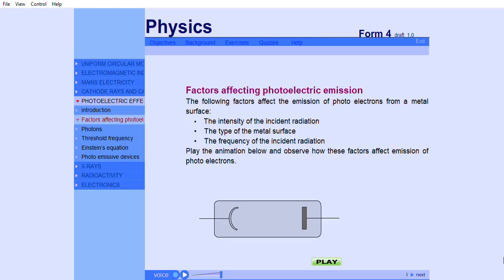Factors affecting photoelectric emission. The following factors affect the emission of photoelectrons from a metal surface: the intensity of the incident radiation, the type of the metal surface, and the frequency of the incident radiation. Play the animation below and observe how these factors affect emission of photoelectrons.